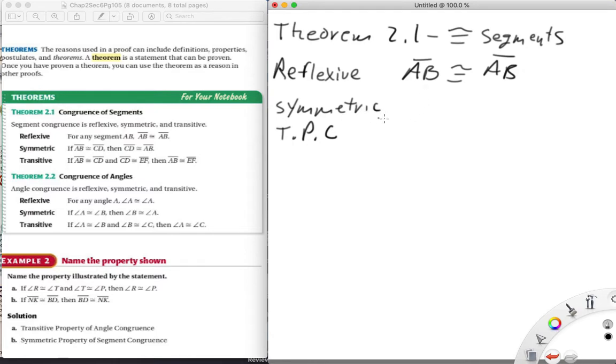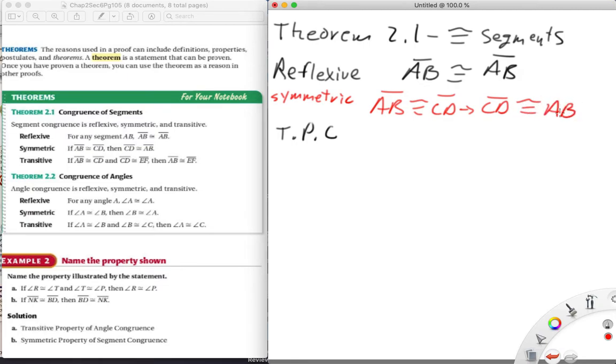Symmetric property says, if AB is congruent to CD, then CD is congruent to AB. We can flip the order.